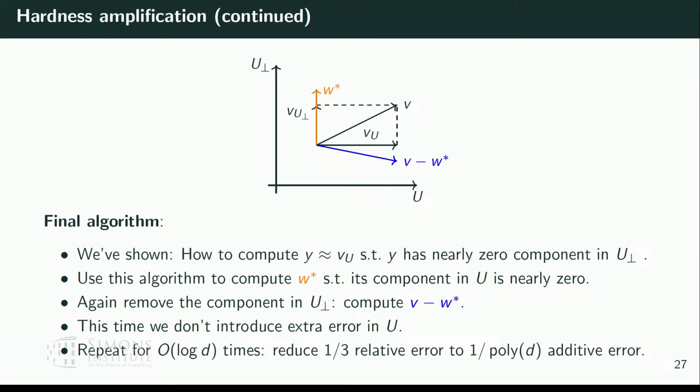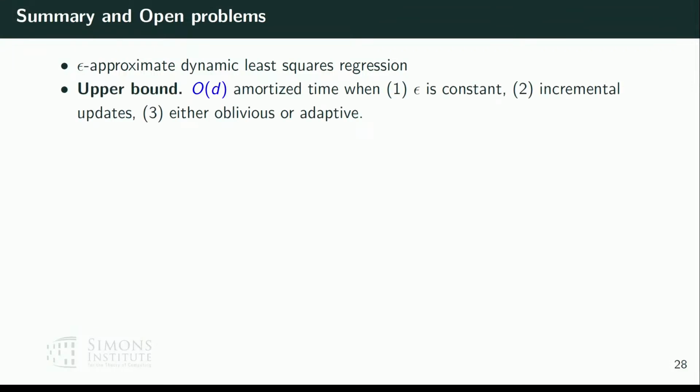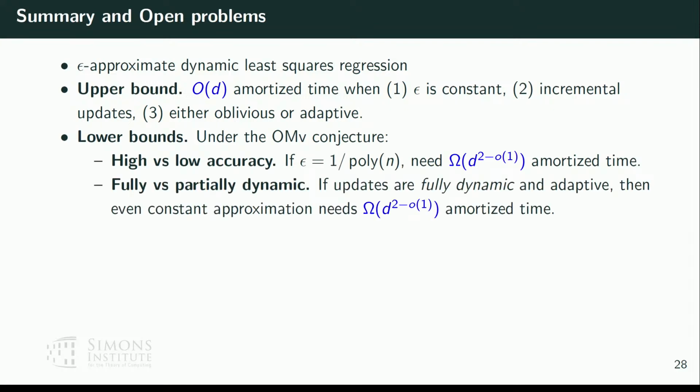Okay. As a summary, what we talked about today is the epsilon approximate dynamic squared regression problem. And we showed an O(D) upper bound when we only want constant approximation and only have incremental updates. And we showed lower bounds that say we can't really improve these two conditions. These two are both necessary.